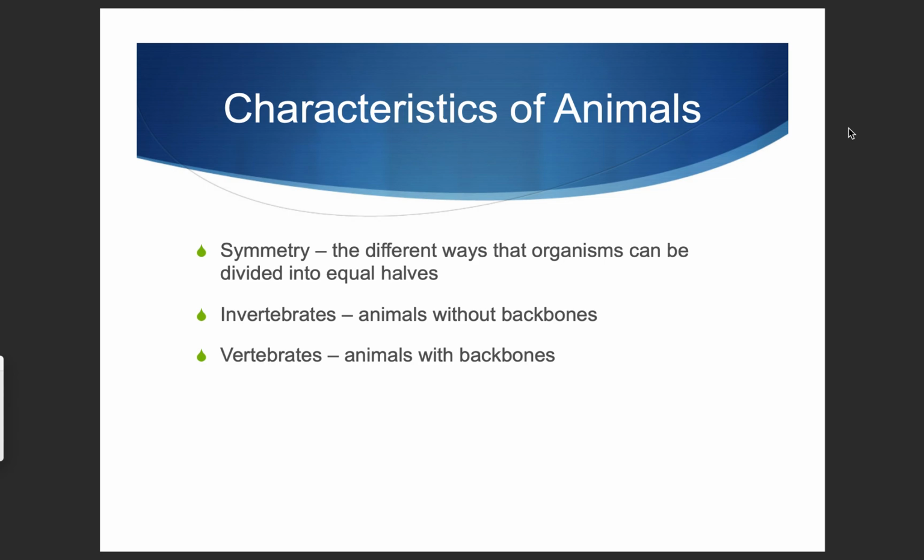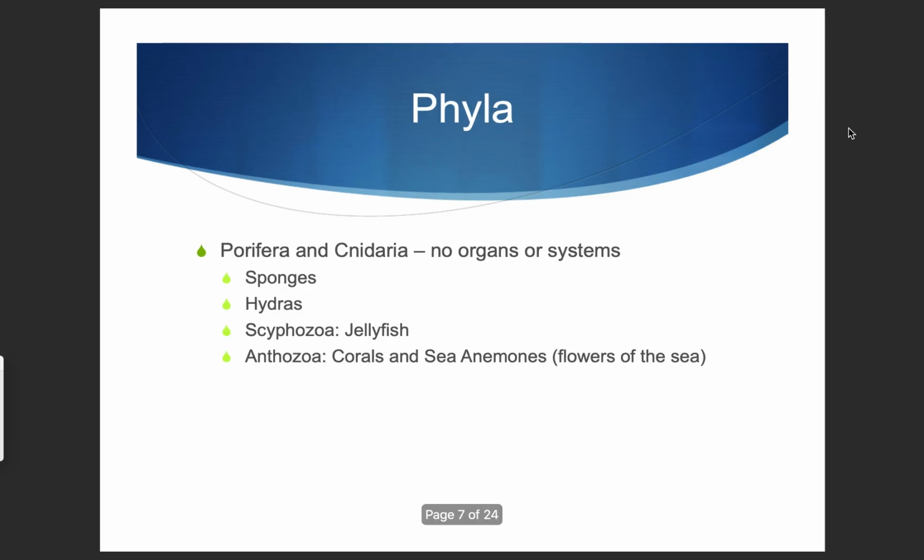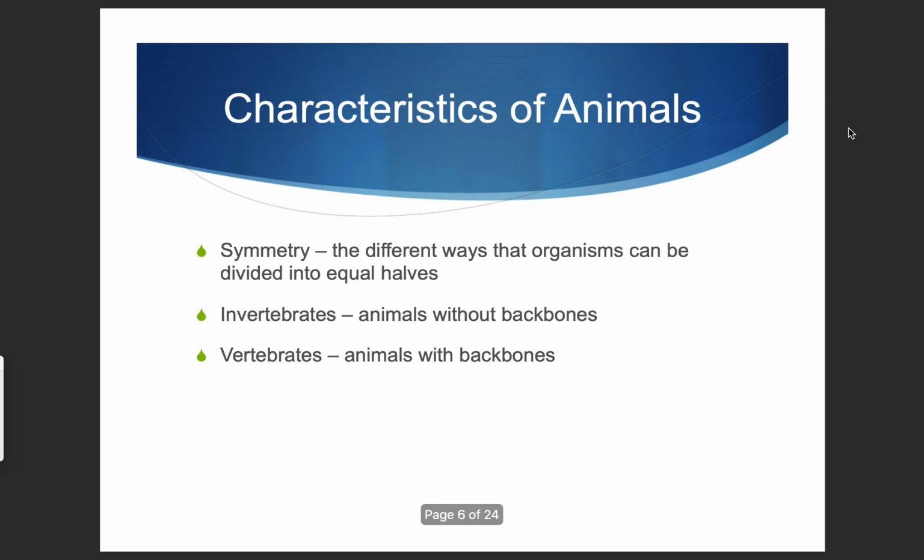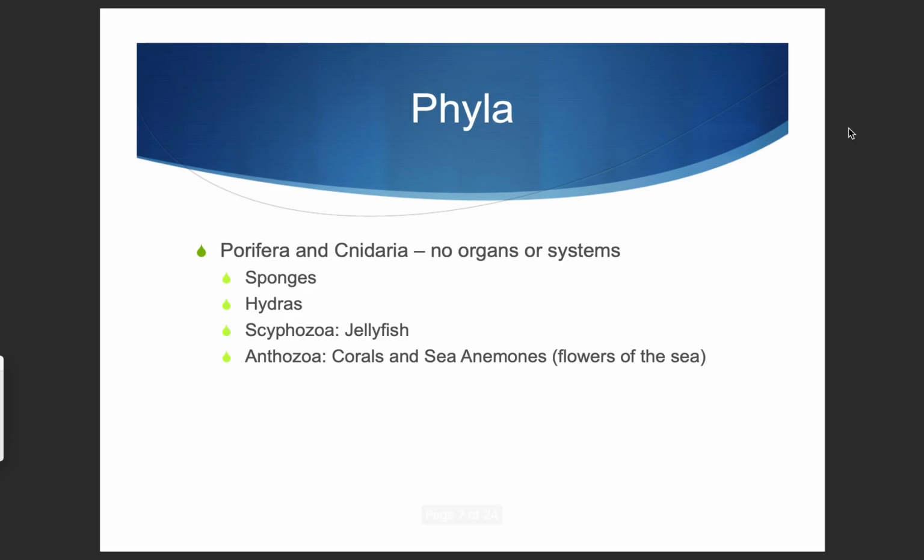Invertebrates are animals without a backbone, and vertebrates are animals with backbones. These are the two main classifications or breakdowns of the animal kingdom. So moving into invertebrates, the first two phyla, Porifera and Cnidaria, have no organs or body systems. These are things like sponges, hydras, jellyfish, corals and sea anemones. These are all considered part of the animal kingdom. These are not plants.